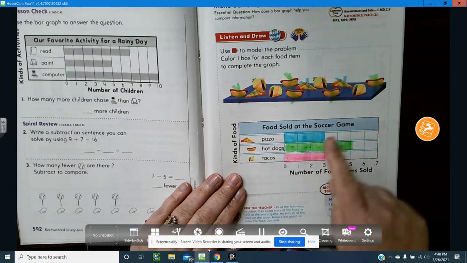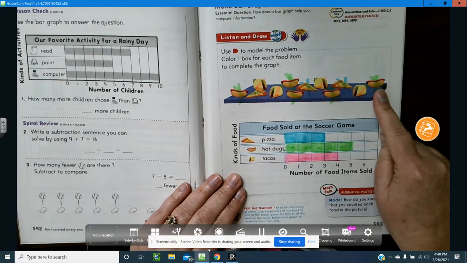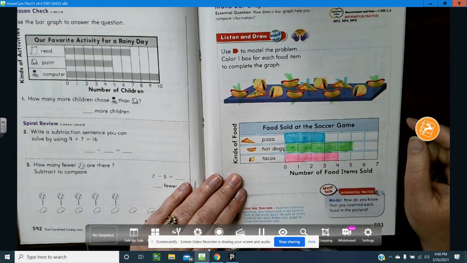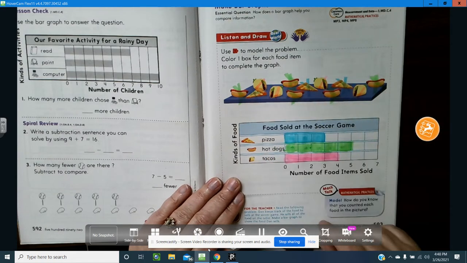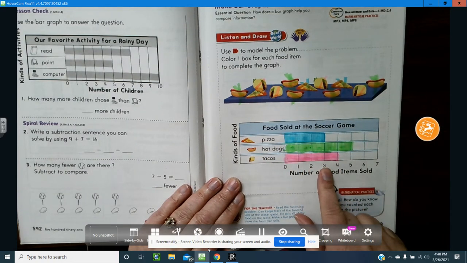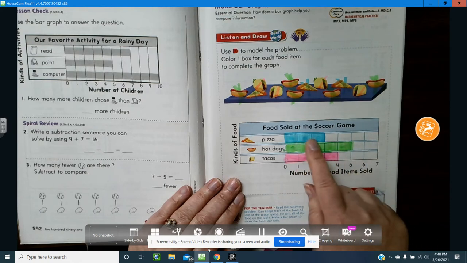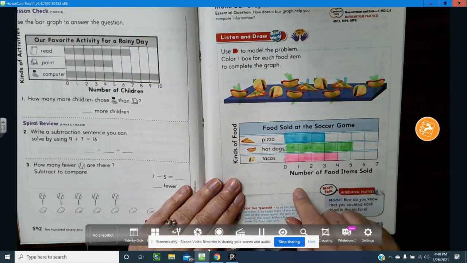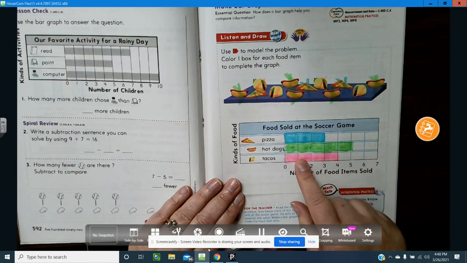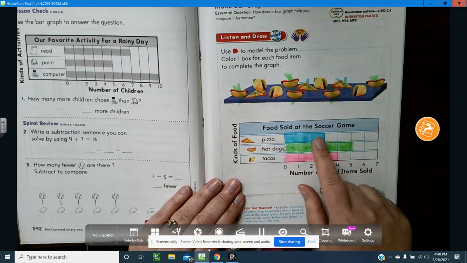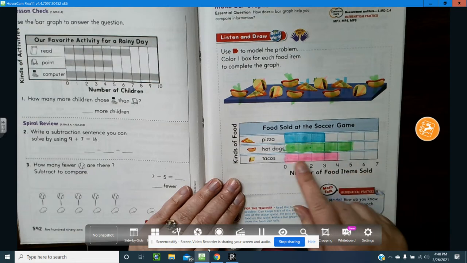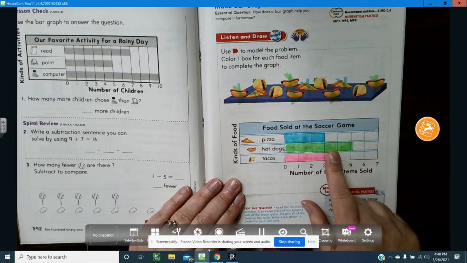And it's easy to see. When you're just looking at this whole picture, it's kind of confusing. It's hard to answer questions about how many, fewer, or more when it's all mixed up like this. When you put it on a bar graph, boy, you can see quickly which one had the most, which one had the least. You could even see how many he sold altogether if you counted it. 1, 2, 3, 4, 5, 6, 7, 8, 9, 10, 11, 12. So you could count up how many altogether.